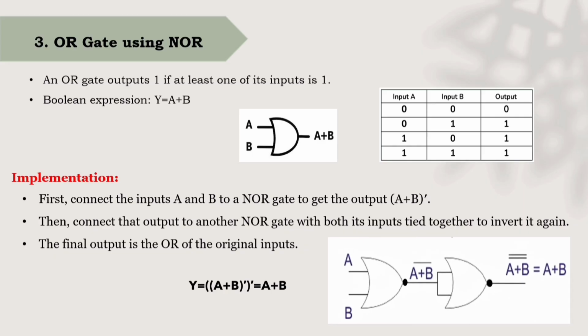This is the final circuit that we are going to get when we design the OR gate using only NOR gates. We have the two inputs that are A and B. The output of the first NOR gate will look like (A plus B) whole bar. But we need A plus B.